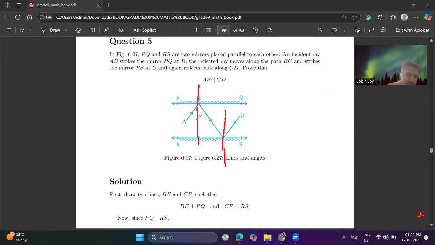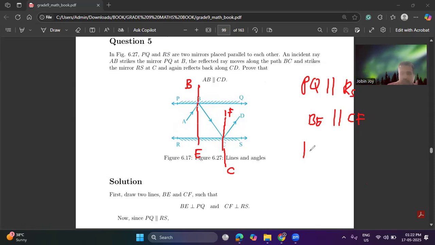So this line is perpendicular to PQ and this line is perpendicular to RS. And we know that PQ is parallel to RS. I will name this as BE. So this BE is parallel to CF, because PQ is parallel to RS.